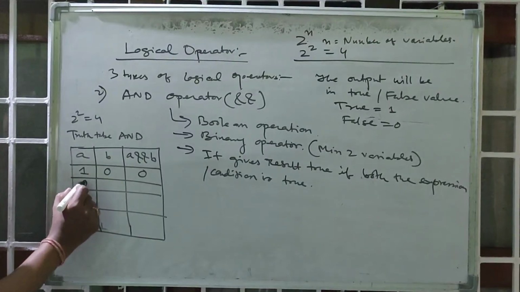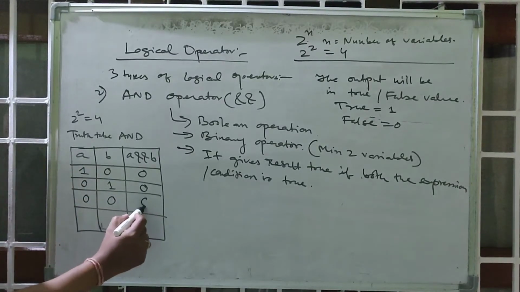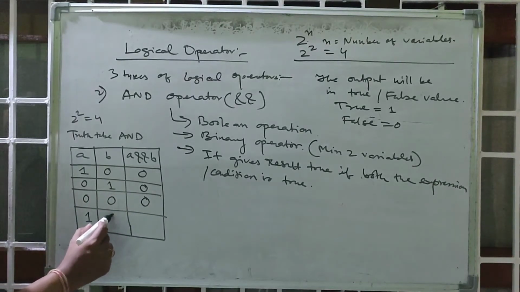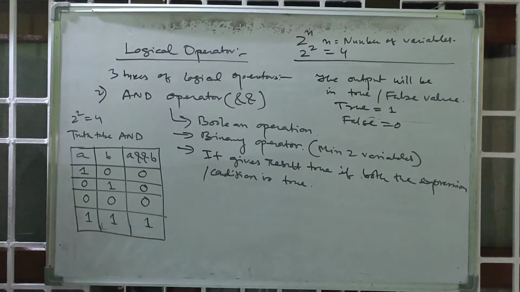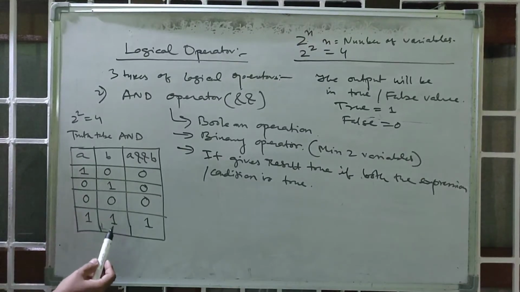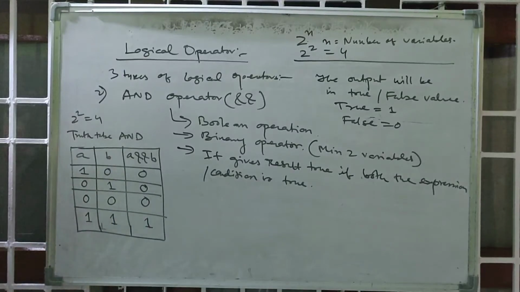Next one is A is false, B is true, false. Next example, A is false, B also false, definitely false. Next possibility, if A is true and B is true, then the answer will be true. Here only one possibility gives true: both the variables' conditions are true. But if A is true and B is false, then the answer will be false. So this is called the AND operator in C.